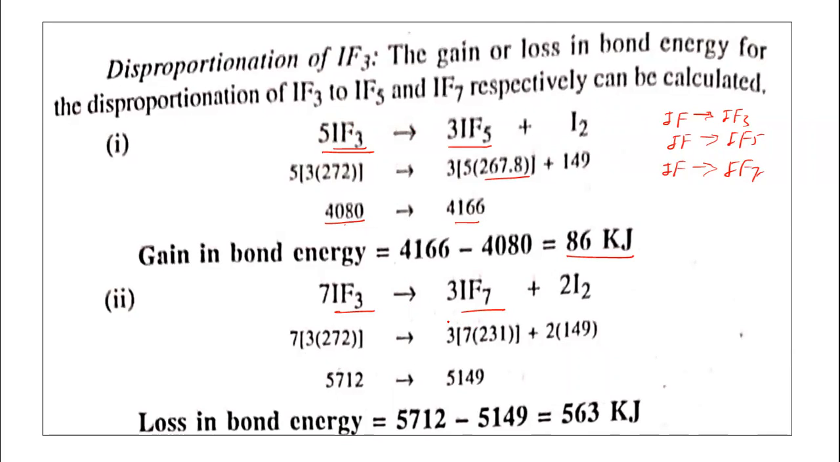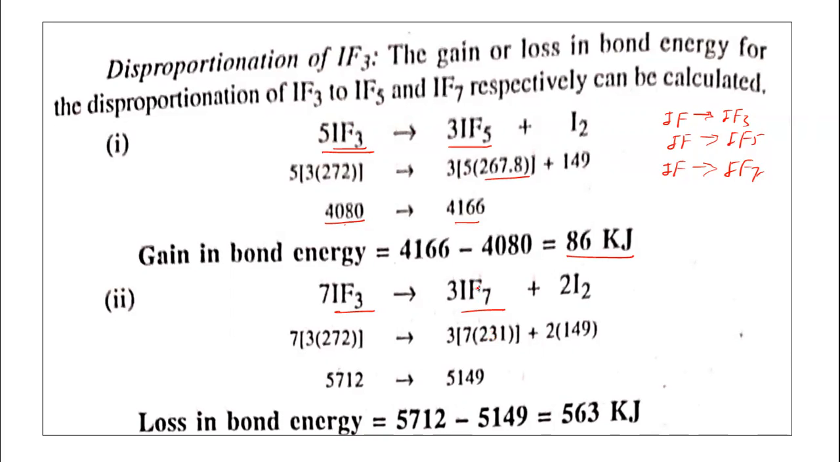Disproportionation of IF3 to IF7. See here, in IF3 there are 3 I-F bonds. The bond energy of one is 272. 3 bonds are there, so 3 multiplied by this, and there are 7 molecules, so 7 multiplied. In this case there are 7 I-F bonds in IF7. So again the bond energy will be less here, 231, because the number of bonds is increasing.